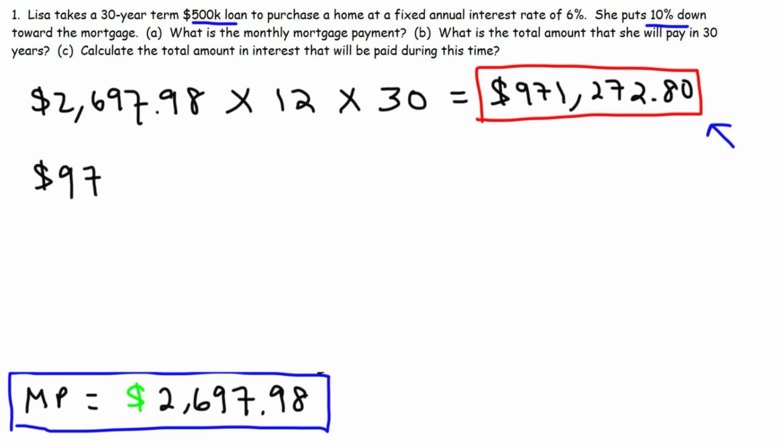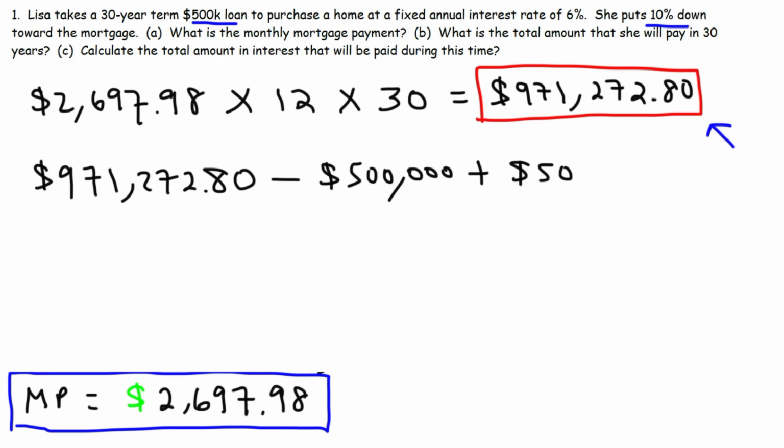So we need to subtract this number, $971,272.80, and we could simply subtract it by 450K. But if you want, you can subtract it by 500K. That's the original balance of the loan. But you need to add the $50,000 that she paid at the beginning, because this is not the only amount that she paid. She's going to pay that over the course of 30 years, but she paid $50,000 at the beginning. So we need to add that as well, because that's part of how much she paid in total.